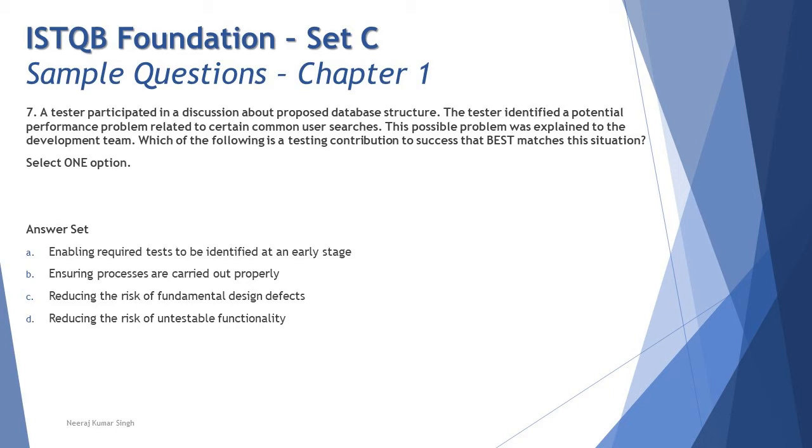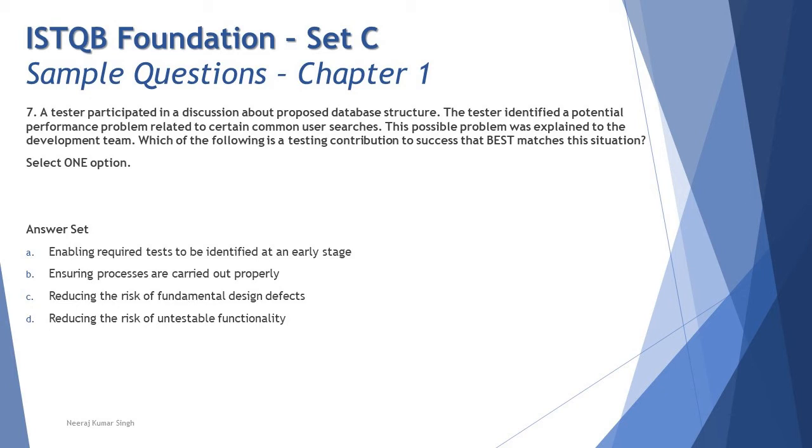Coming to C, reducing the risk of fundamental design defects. The option itself stands out and talks about design defects, and this is where we review the design and contribute by identifying flaws in the design architecture and highlighting them during a quick review or static testing, right? So we are reducing the risk by identifying flaws at an early stage while involved in the review of the design. It totally makes sense, but let's confirm with D also.